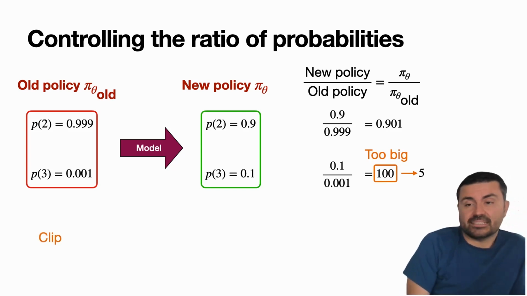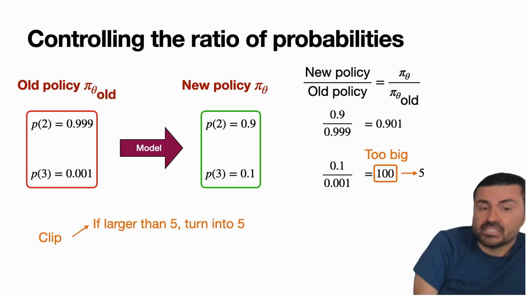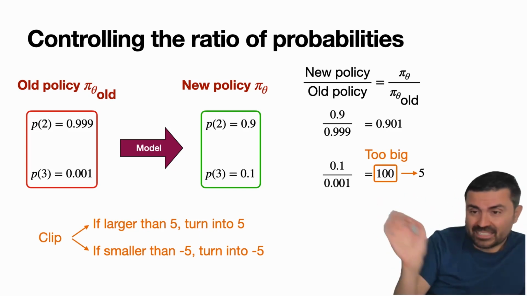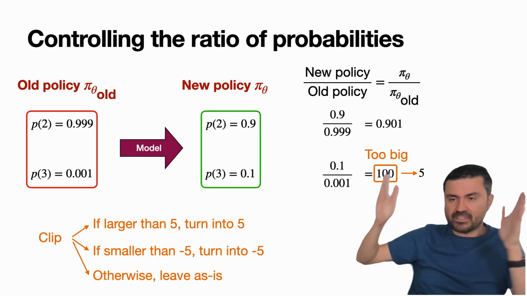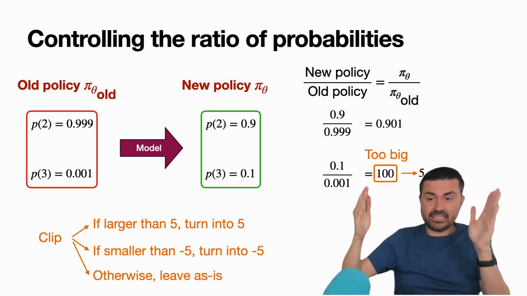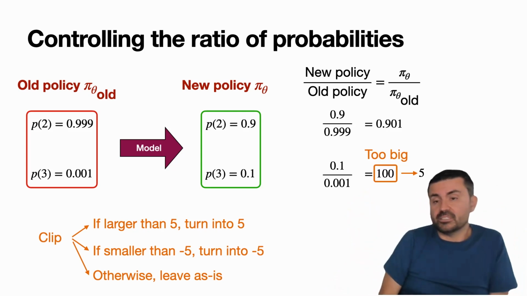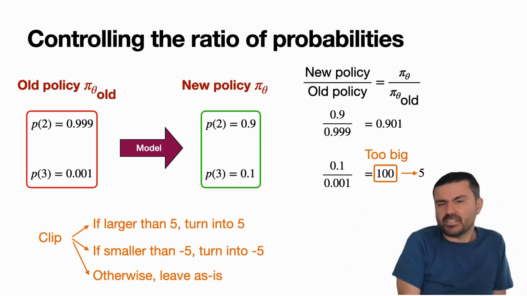The clip function says, if your number is too big, let's say bigger than 5, make it 5. If it's too small, like smaller than -5, make it -5. And for all the other ones, leave them as is. So it keeps everything in between as is. Everything that's too big turns into 5, and too small turns into -5. That's why it's called clip, because it clips the ends. Now, 5 and -5 are still too big.